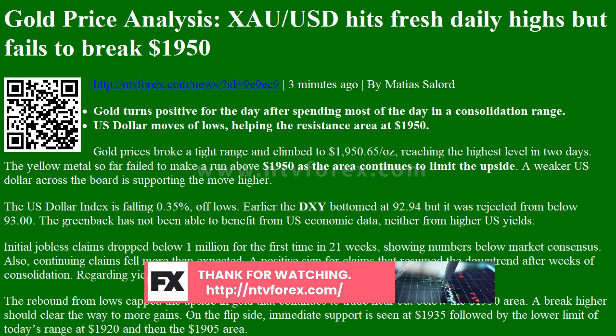The rebound from lows capped the upside in gold that continues to trade near but below the $1,950 area. A break higher should clear the way to more gains. On the flip side, immediate support is seen at $1,935, followed by the lower limit of the 2-day range at $1,920 and then the $1,905 area. XAU/USD overview today: last price 1943.8, today daily change 27.72, today daily change percent 1.45, today daily open 1916.08.